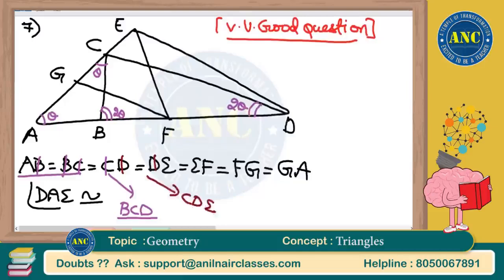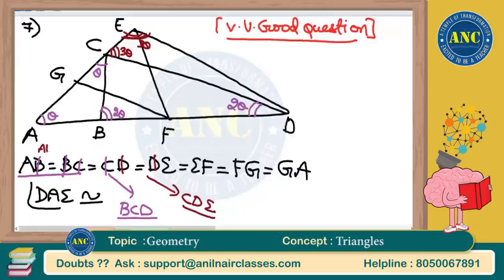Which triangle is it? CDE. I hope it is clear, right, sir? So if this is theta, this is 2 theta, and this is an exterior angle, it is 3 theta. This is 3 theta. Angle C is equivalent to angle E. So this is nothing but 3 theta. Till here it is clear.